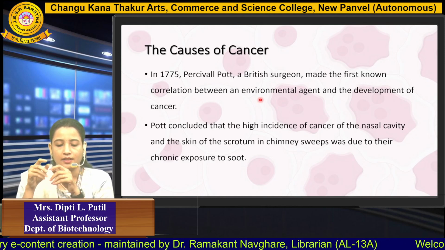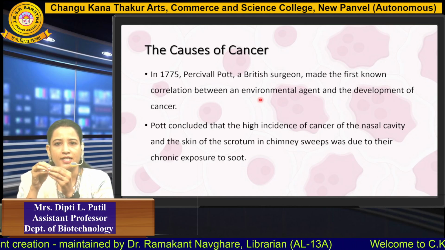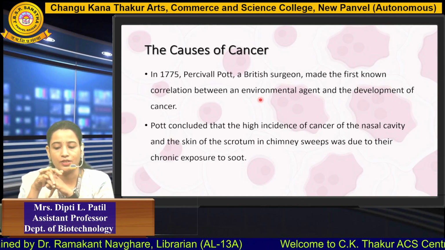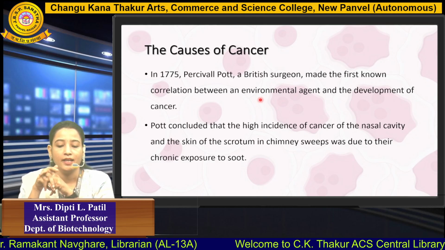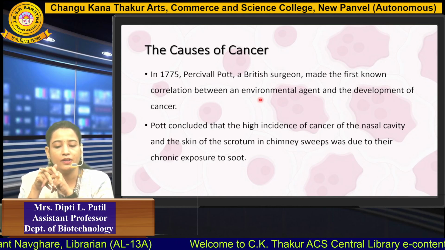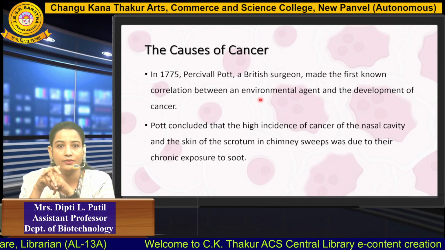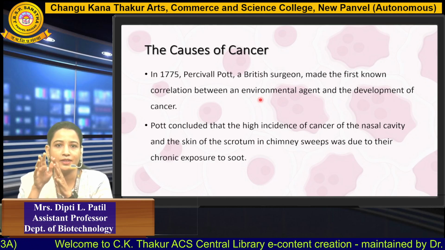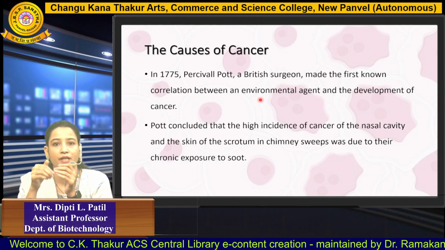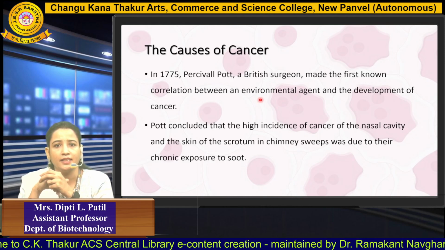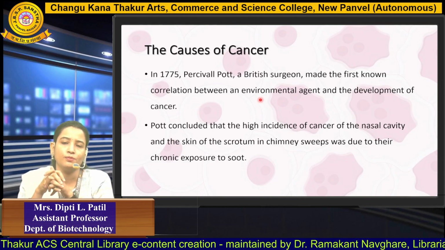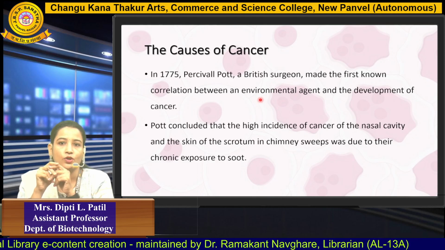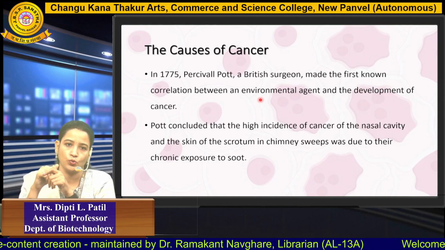So basically there is a relation between the environmental factor and the cancer, and this correlation was first known by British surgeon Percival Pott in 1775. This correlation between the environmental agent and the development of cancer was concluded because he observed a high incidence of cancer of the nasal cavity and the skin of the scrotum in chimney sweeps. This was due to their chronic exposure to the soot.